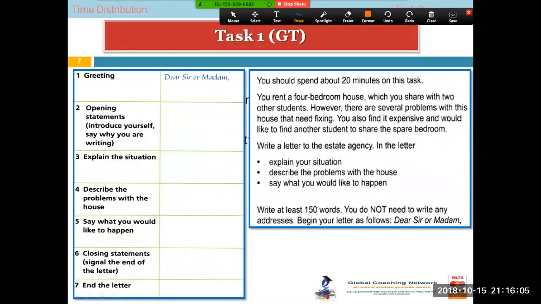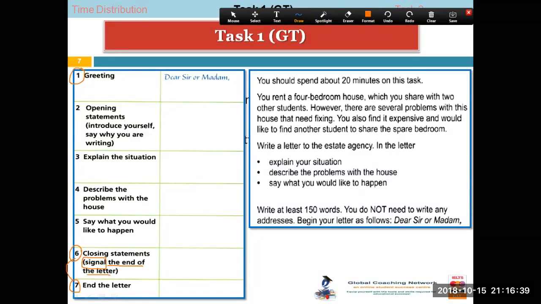So it always starts with a greeting and ends with an end of letter. Before the end of letter, there is a closing statement which indicates that you are going to end the letter. Like we said, should you have any queries, please don't hesitate to contact me. In case of informal letters, well, that's all for now, and so on.